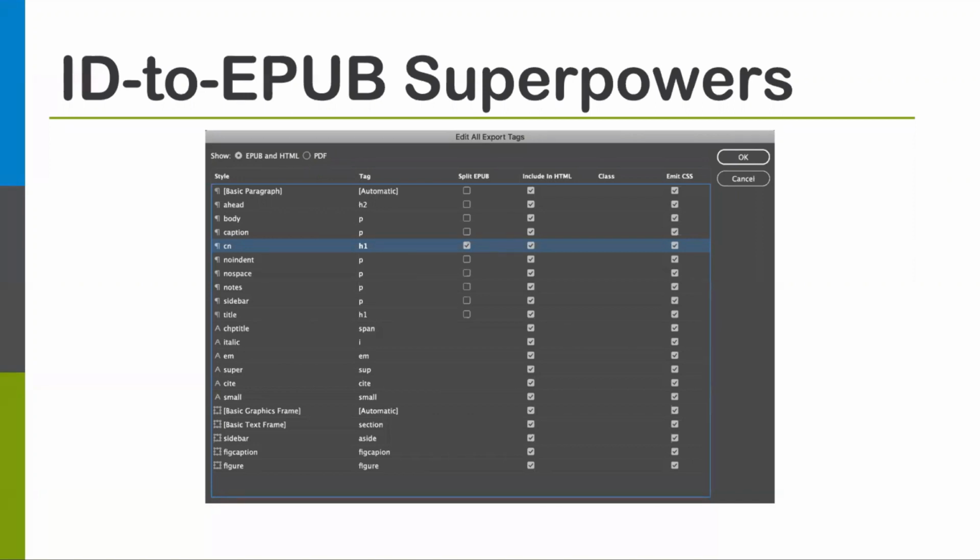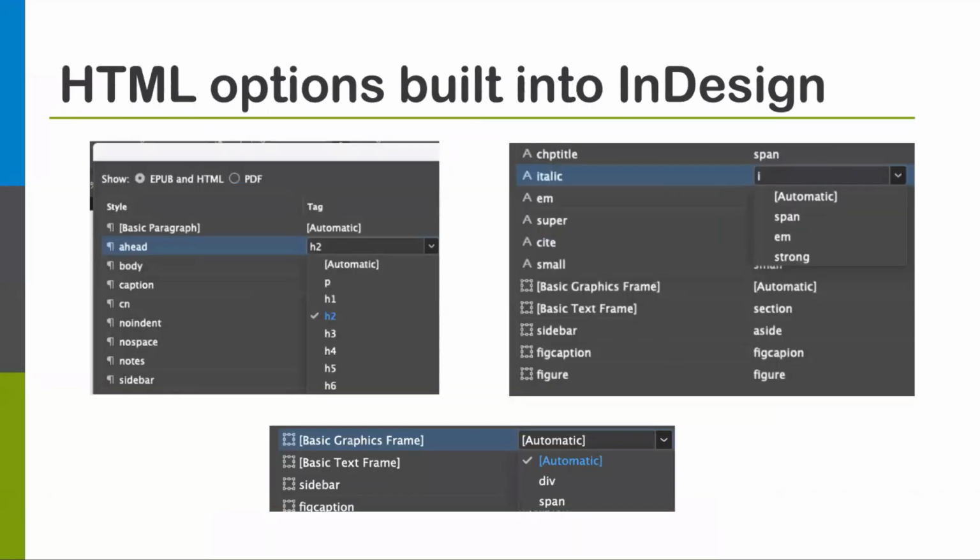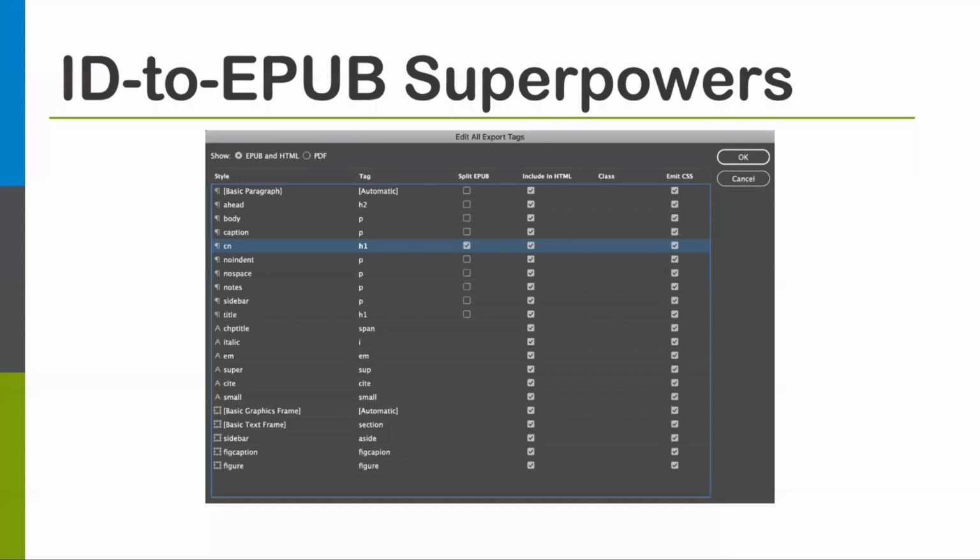So from here, we can map to the appropriate tags. In this screenshot, you can see I've mapped the paragraph style CN, which stands for chapter number, to an H1 tag. And I've asked it to split the EPUB into chapter size HTML chunks based on that divider. The paragraph style at the top, called A head, is mapped to an H2 tag. In the document that this menu is from, there are 3 kinds of italics mapped to 3 different tags.